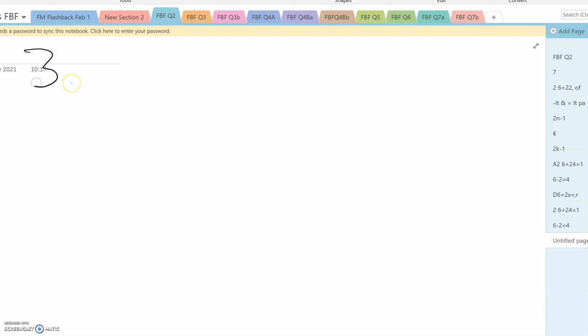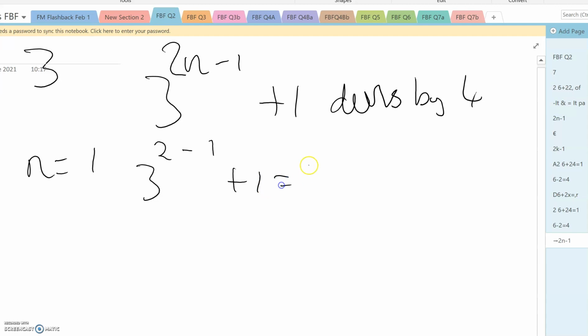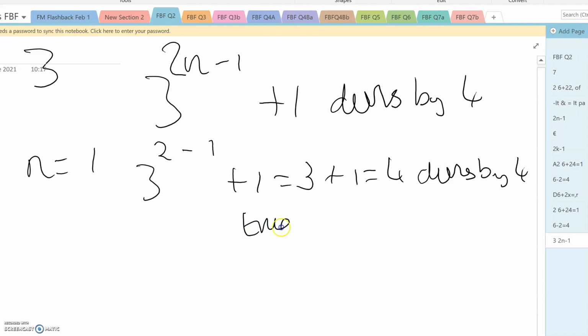Question 3, proving by induction that 3 to the power of 2n minus 1, plus 1, is divisible by 4. The first stage in a proof by induction is to consider n equals 1. If we sub in 1, we get 3 to the 2 minus 1, plus 1, or 3 plus 1, which is 4. And that's divisible by 4, so it's true for n equals 1.